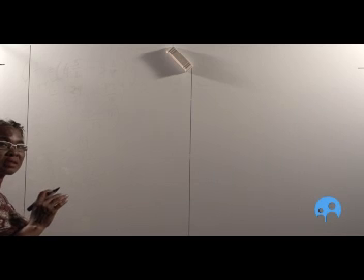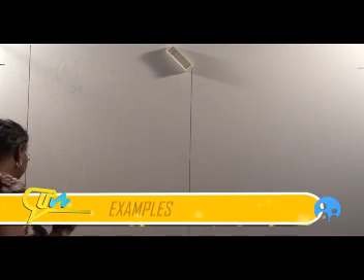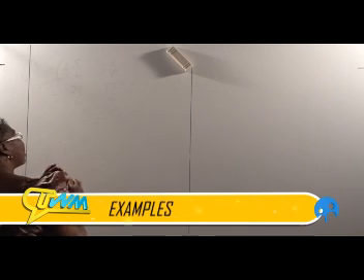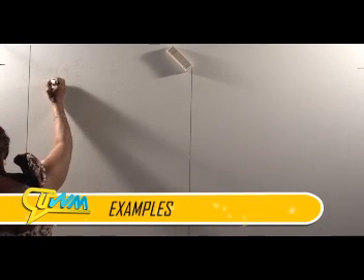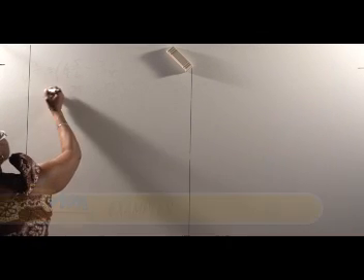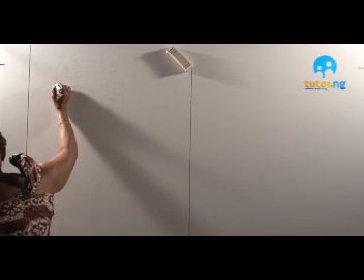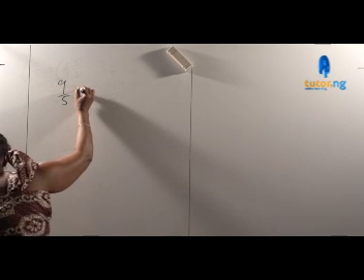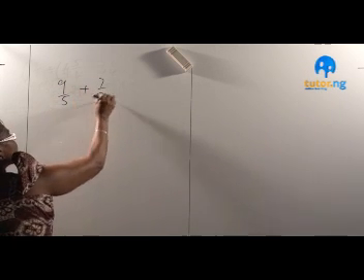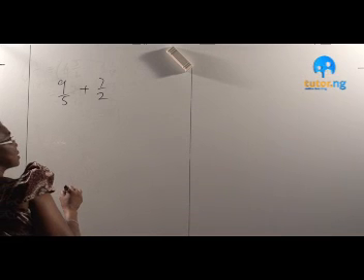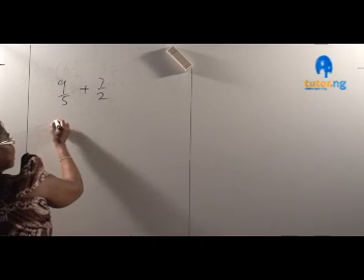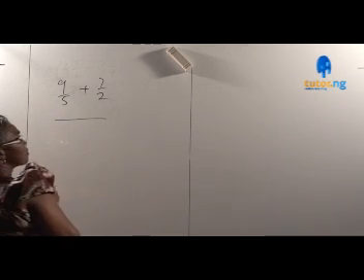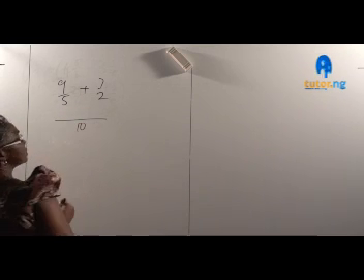Examples on fractions and decimals and percentages. So we have a question on addition and BODMAS. Example 1. Change to improper fractions. So you have 9 over 5 plus 7 over 2. Step 2, draw a line, take the LCM of 5 and 2, which is 10.